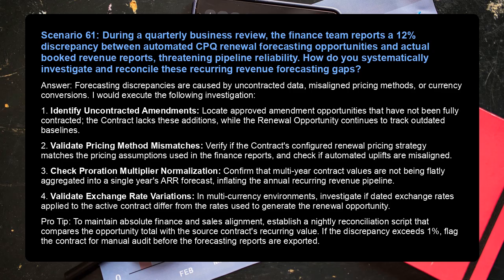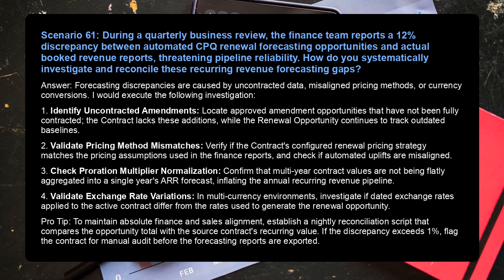2. Validate pricing method mismatches. Verify if the contract's configured renewal pricing strategy matches the pricing assumptions used in the finance reports, and check if automated uplifts are misaligned. 3. Check proration multiplier normalization. Confirm that multi-year contract values are not being flatly aggregated into a single year's ARR forecast, inflating the annual recurring revenue pipeline.